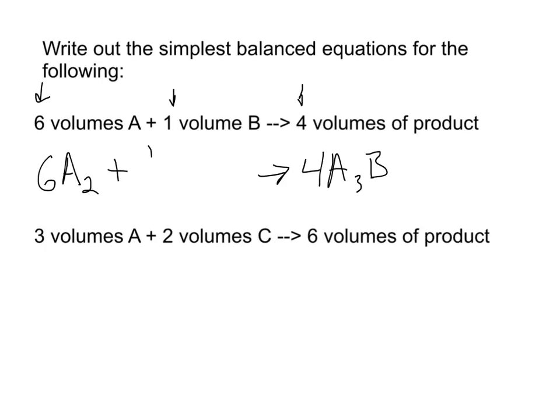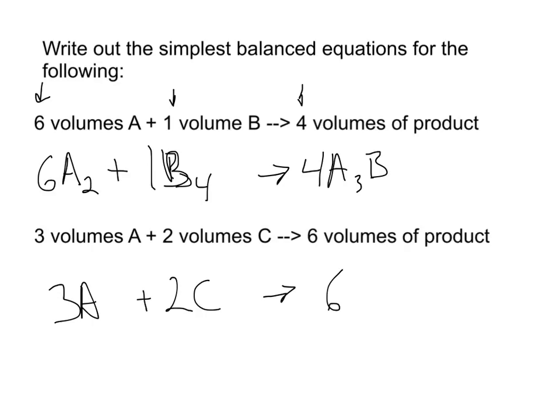And then if I have 1 volume of B, 4, then you can combine these in a 3-to-1 ratio, and you would get 4 volumes of product. So the same thing on the bottom one, 3 A's plus 2 C's produce 6 AC. Now what's the ratio?